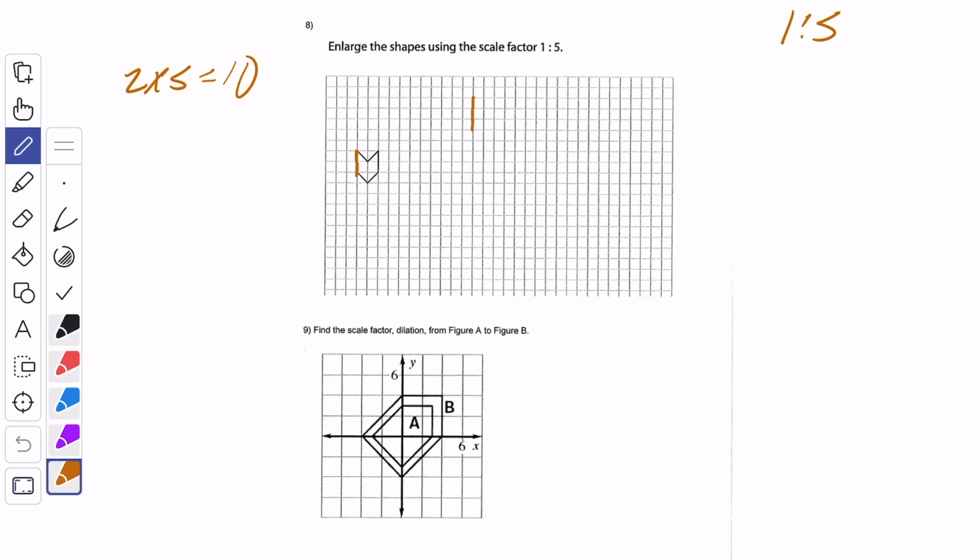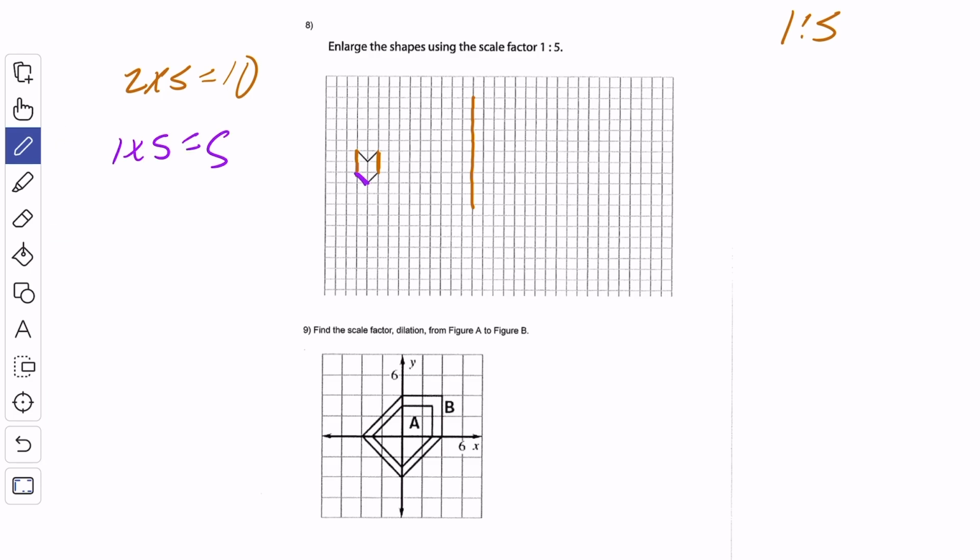So 1, 2, 3, 4, 5, 6, 7, 8, 9, 10. Once again, I know this other side will be 10 as well, but I'm going to wait to draw that one. So this here is 1 diagonal. So 1 times 5 is 5. So it's going to be 5 diagonals. 1, 2, 3, 4, 5. This is the same exact on the other way. So 1, 2, 3, 4, 5.